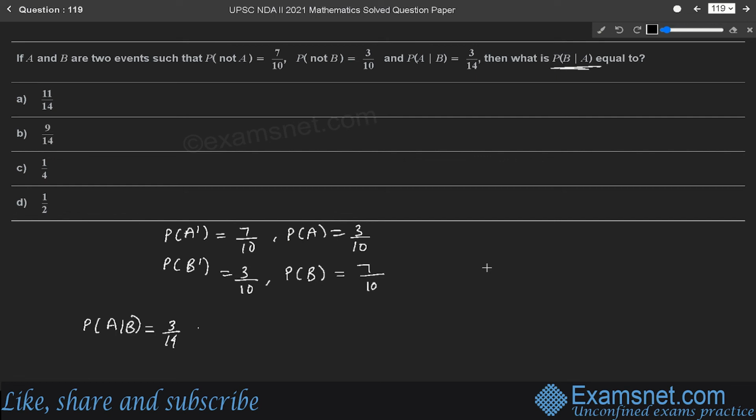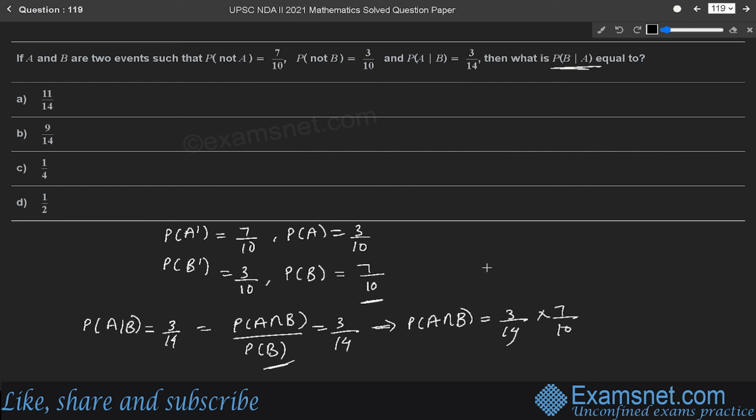Also, we know that by using the conditional probability, P of A by B will be equal to P of A intersection B upon P of B. And it is already given that it is equal to 3 by 14. So from here we can get the value for P of A intersection B, which will be 3 by 14 into P of B. P of B is 7 by 10. So it will be 1 and 2, then it will be 3 by 20. So the probability of P of A intersection B is 3 by 20.